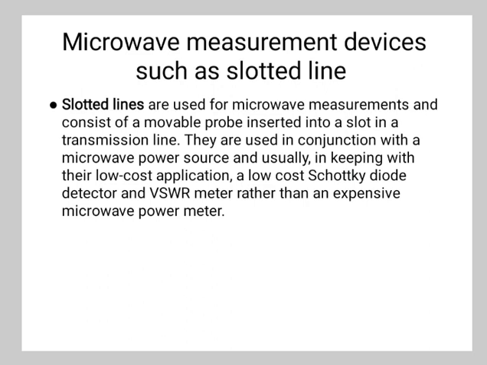Slotted lines are used for microwave measurement and consist of a movable probe which is inserted into a slot in a transmission line. They are used in conjunction with a microwave power source and, in keeping with their low cost application, a low cost Schottky diode detector and VSWR meter rather than an expensive microwave power meter. To find the standing wave pattern inside the waveguide, a coupling probe moving along the waveguide is used, and generally it is used for measuring the standing wave ratio.